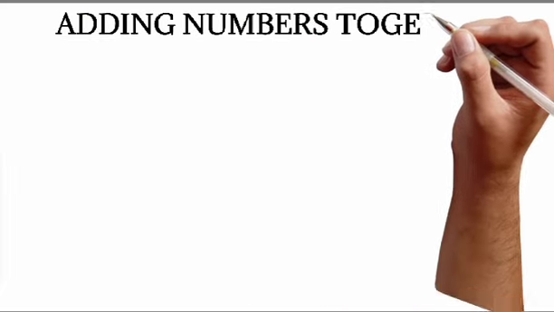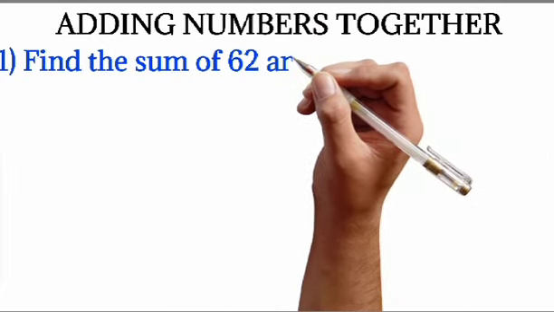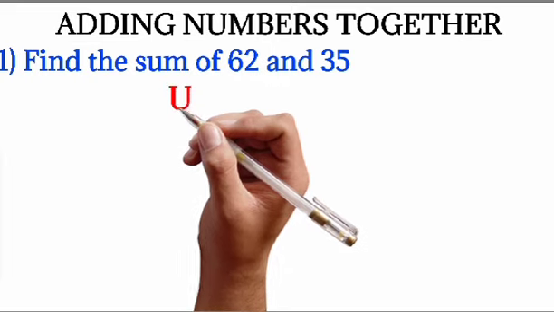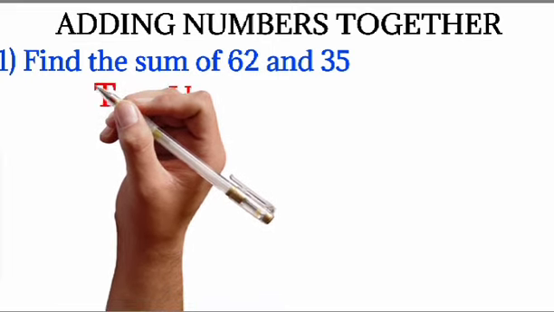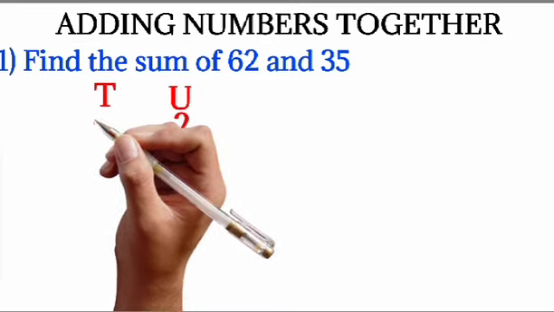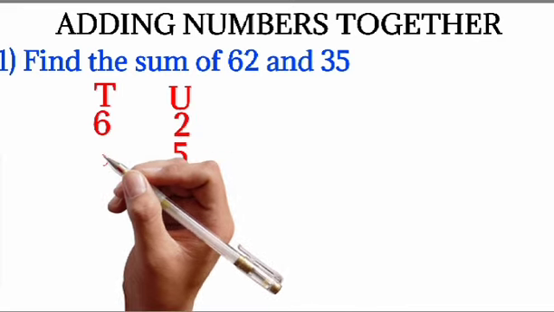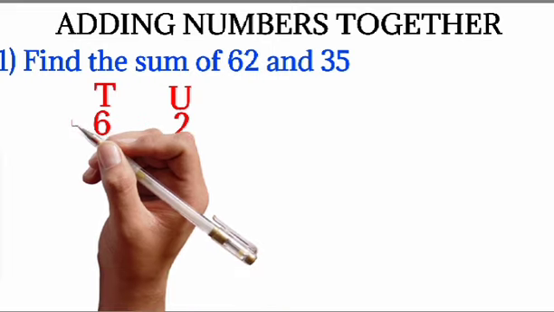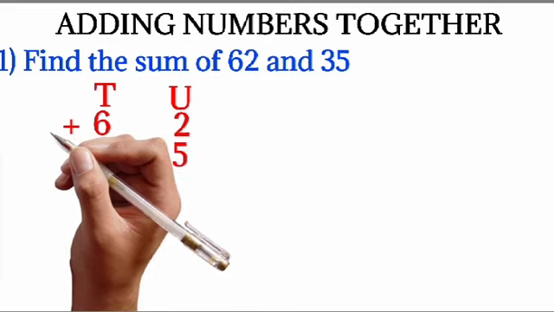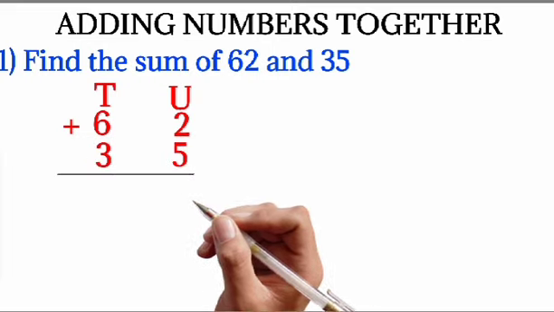Adding numbers together. The first one, find the sum of 62 and 35. You start arranging with your units. The 2 is under your U and the 6 is under your tens. The 5 is under your units. The 3 is under your tens. Then you put your plus sign.